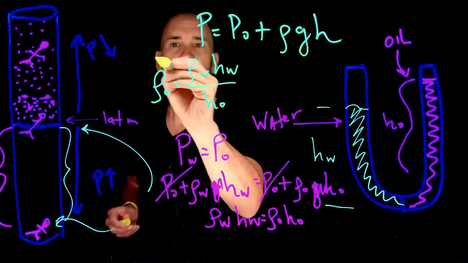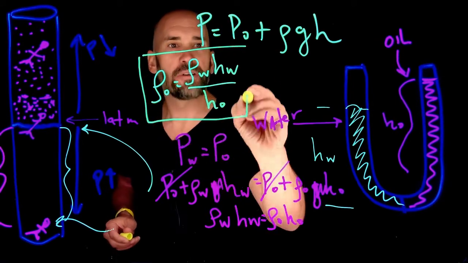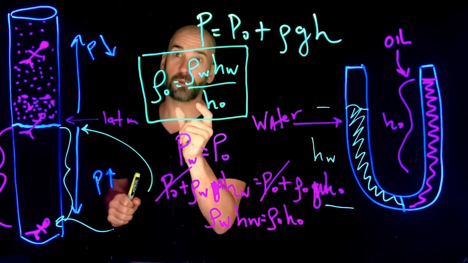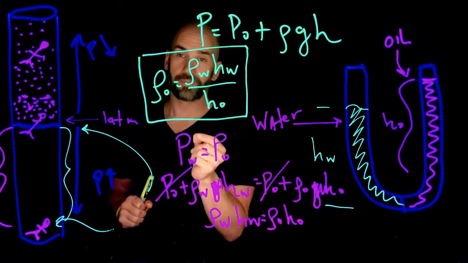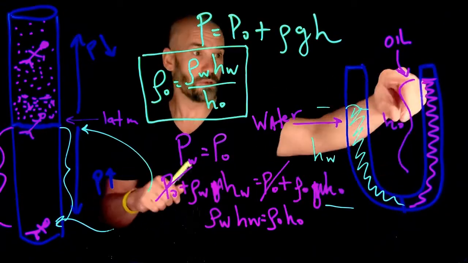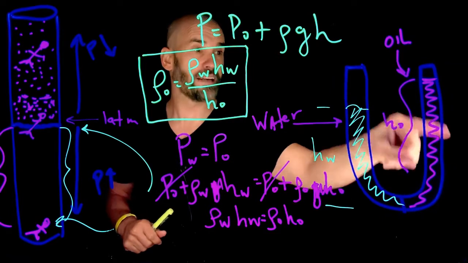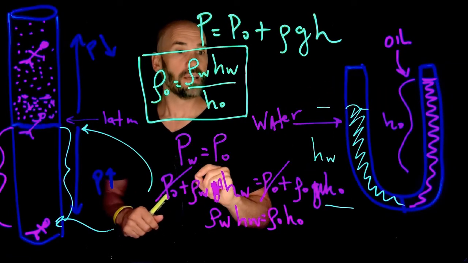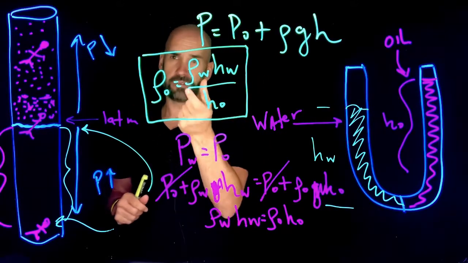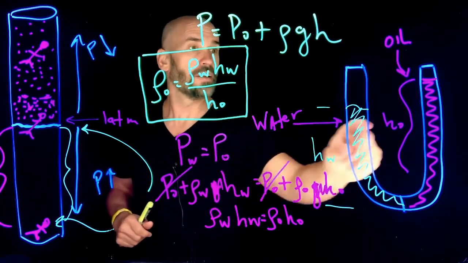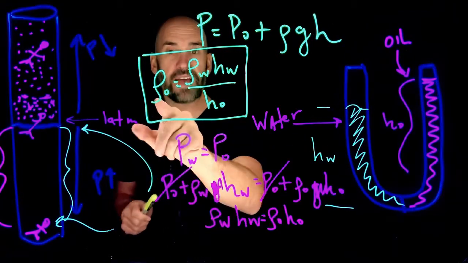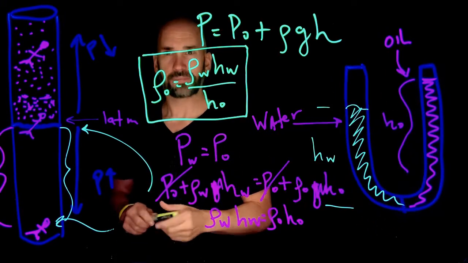So what does this really mean? It means that we have now invented a powerful little tool that can find the density of any fluid as long as it doesn't mix with water, right? And the way you would do it is you put in that other fluid, you find out the height, right? You find out the density of water, which you know is 1,000 kilograms per meter cubed, and you measure the height of the water as well, and we can find the density of that other material.